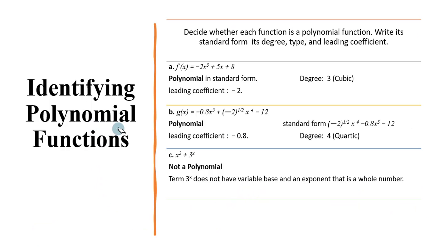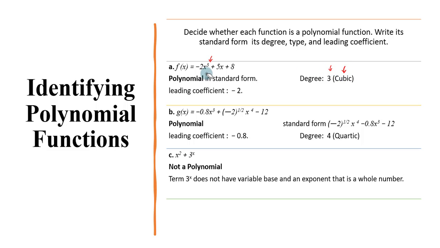So now let's look at a couple of examples, and we will see how we can classify the terms based on their degrees and their number of terms. In this first example, you can see that f of x equals minus 2x cubed plus 5x plus 8. Because we have the highest degree to be 3 here, we say that its degree is 3 and it is a cubic function.